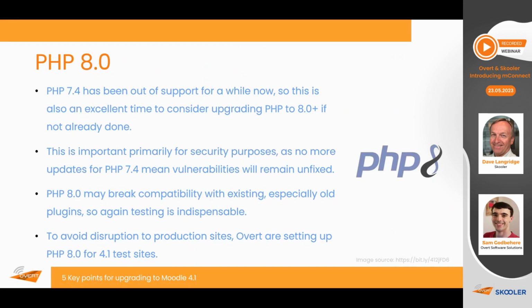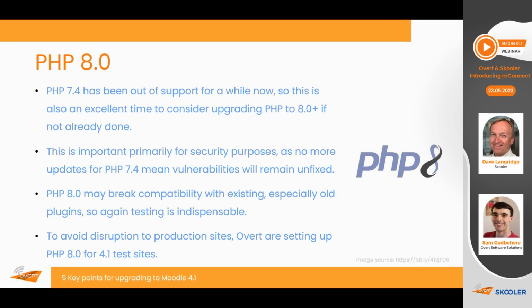Yeah, so alongside the shift from Moodle 3 to 4, that also comes with PHP 8. PHP 7.4 has been out of support for a while now, so it's definitely a good idea to consider moving on to either PHP 8 or PHP 8.1, especially as the newer versions of Moodle provide better support for PHP 8 and PHP 8.1. That's primarily important for security purposes, as no more updates for PHP 7.4 are going to be carried out.